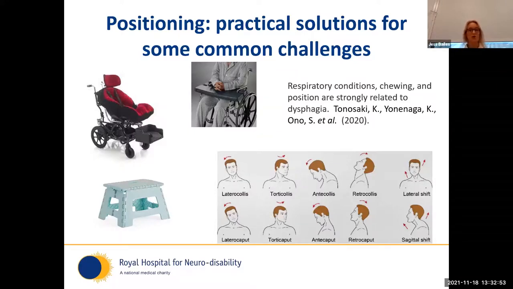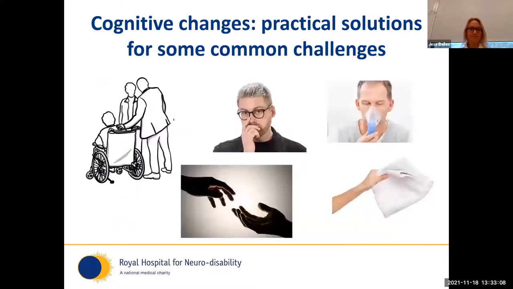And also think about trying out those positions, liaising with our OTs, physios, to problem solve and use our assessment in those positions. And that might include bed as well as chair in the case of FEES.